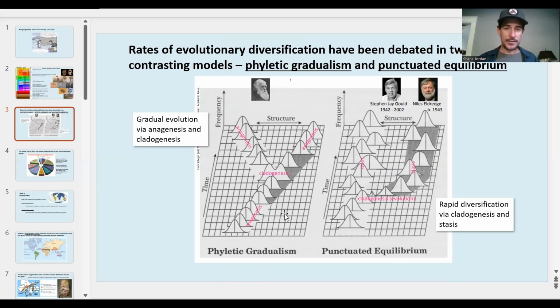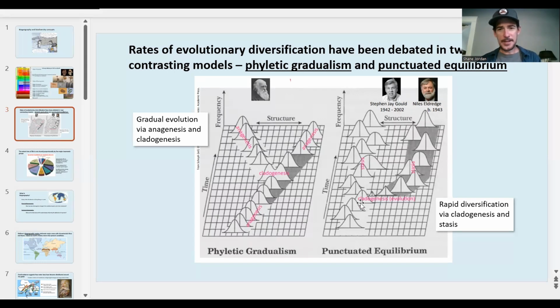Under phyletic gradualism, we would say that evolution has happened very gradually via anagenesis, so trait values are changing very gradually over time, and then suddenly there's an event of cladogenesis, which is diversification, and then this process of phyletic gradualism continues, where this one lineage starts to evolve in this direction, and this one lineage over here evolves in a different direction. And so this postulates that evolution has happened quite slowly over time to lead to the current different forms of biodiversity that we see today.